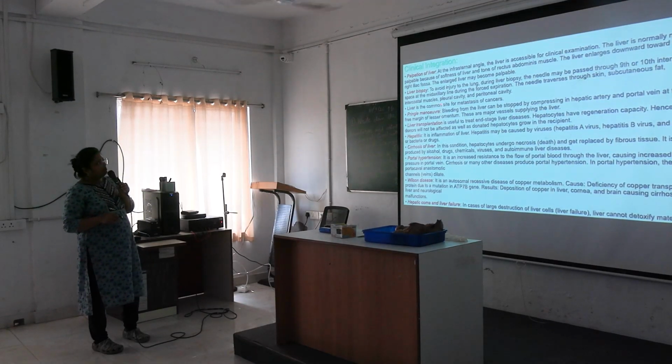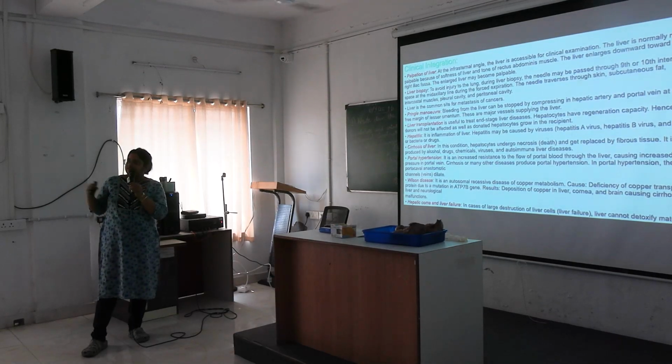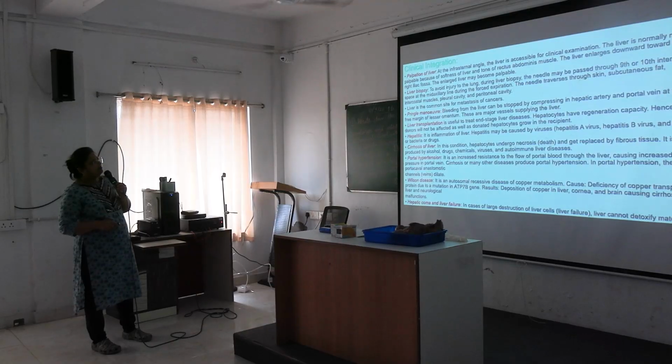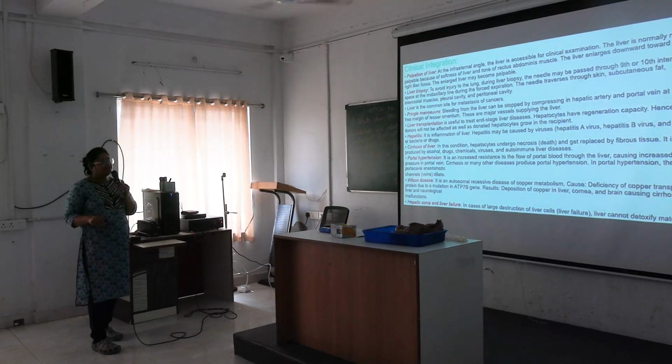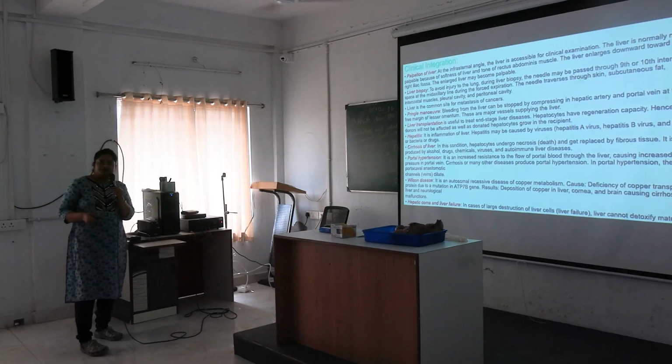And liver is the common site for metastasis or cancer. Cannonball metastasis occurs. Okay. Next is Pringle maneuver. Bleeding from the liver can be stopped by compressing the hepatic artery and portal vein at the free margin of lesser omentum, and these are major vessels supplying the liver.